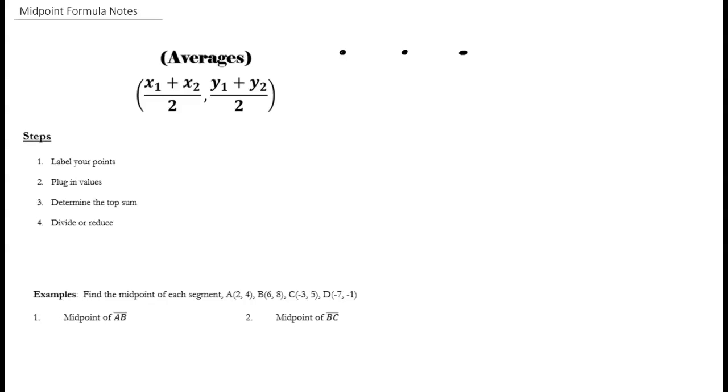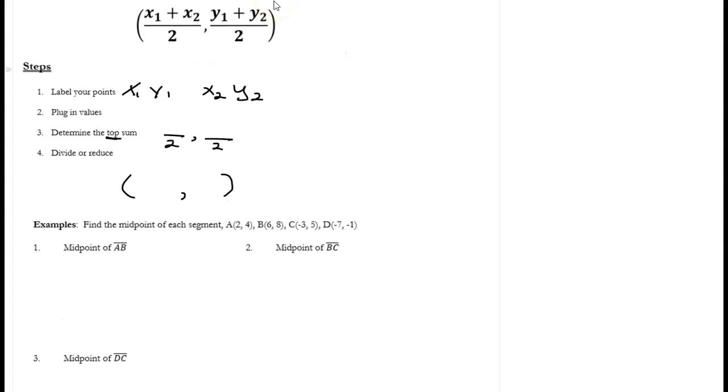So the first thing we're going to do is we're going to label our points. And remember, that means that we're going to label x1, y1, x2, y2. And then what we're going to do is we're going to plug our numbers into our formula right here. And then we're going to figure out what the sum is on the top. A common mistake is people will try to do all this as one step in the calculator, and the calculator is not going to do your order of operations correctly. So what you do is you just figure out the answer on the top, and then you're going to divide by 2, okay? And that's what the next step is, to divide or reduce. When you're done, your answer is a point, an ordered pair, so you need to write it as parentheses.